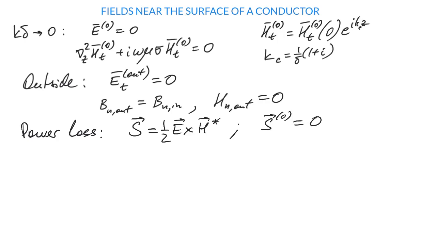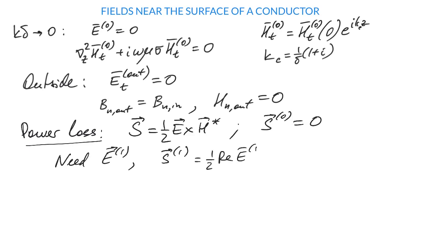In order to find the power loss, we need to go to first order in kδ. So to find the power loss, we need to know E to first order. We don't need H to first order because E to 0th order is 0. So if we find E to first order, then we'll find S to first order in parameter kδ, which goes as 1/2 real part E¹ cross H⁰ star.